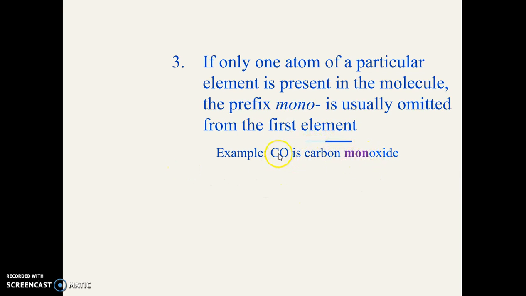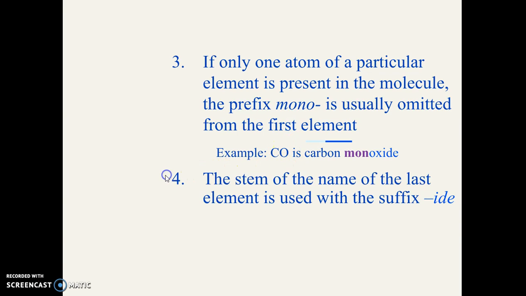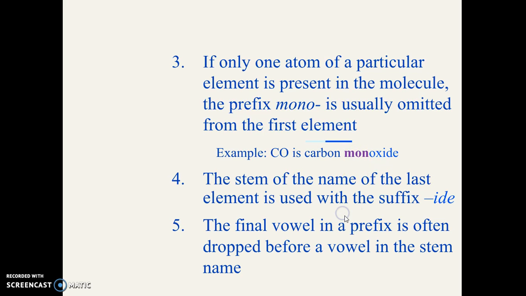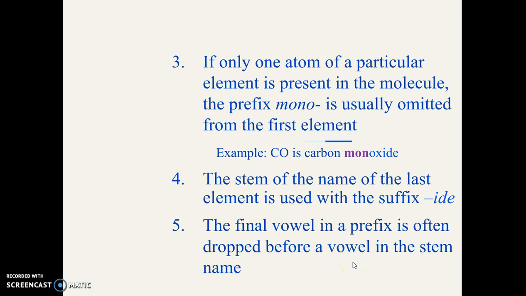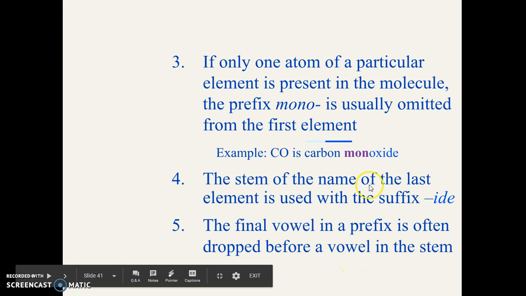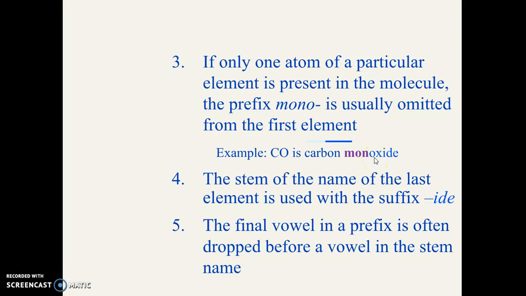And mono means 1, so that's why you use the mono in monoxide, to show that you only have 1 oxygen. And then you still change the stem of the second element to "ide." So in this example, we have carbon bonded to oxygen, so I still change it to IDE. I just add a prefix to the front of it. And the first vowel in a prefix is often dropped before a vowel in the stem name, so we don't have monooxide for 2 O's. You're going to drop that vowel if your nonmetal starts with a vowel.